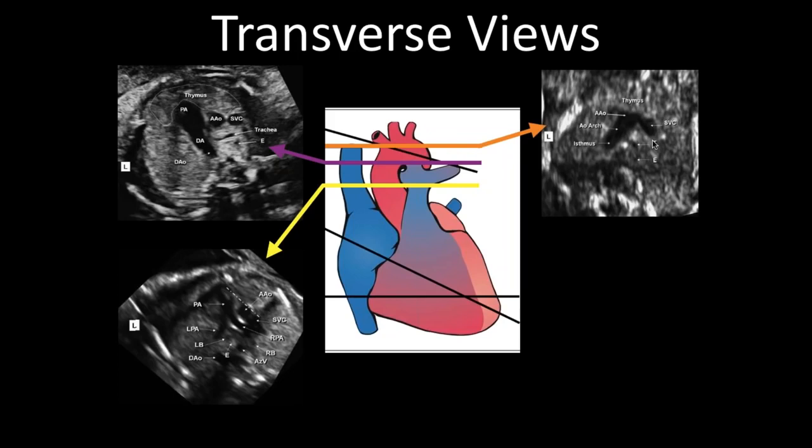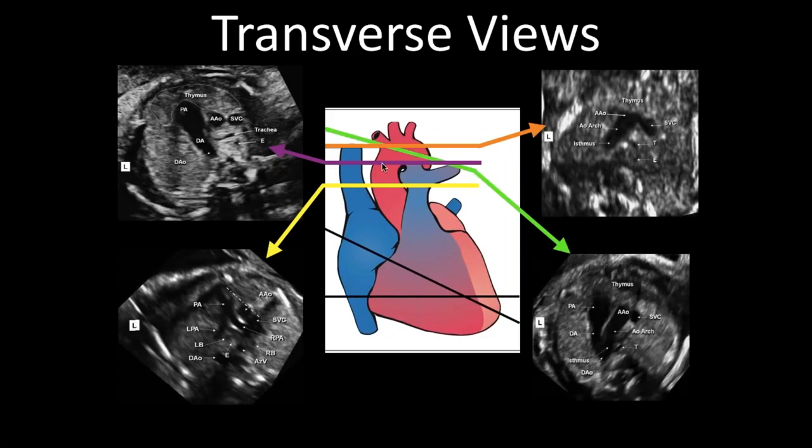Be careful not to mistake this view with an abnormal three-vessel trachea view. The three-vessel trachea view involves slight rotation, and that rotation is to get the aortic isthmus aligned with the ductus arteriosus. And that's your classic three-vessel trachea view, as I've described briefly before.